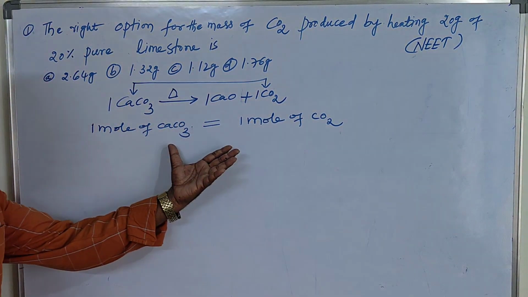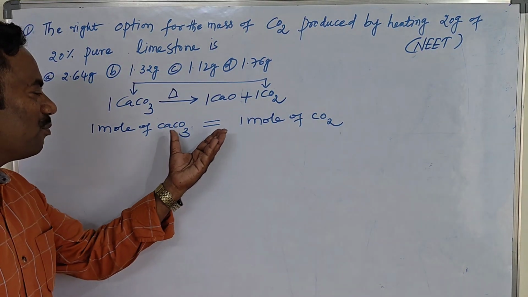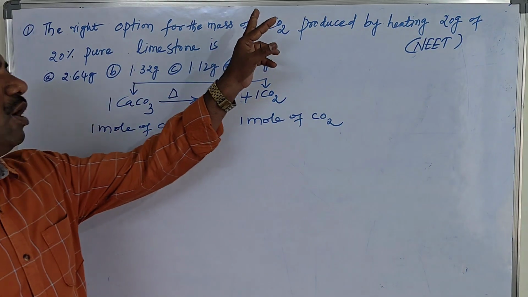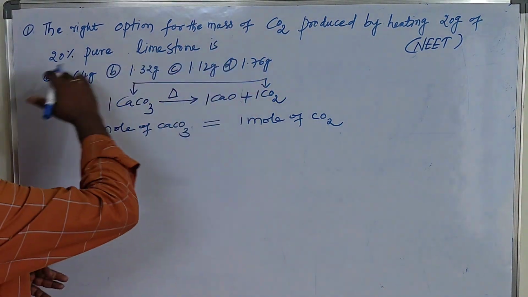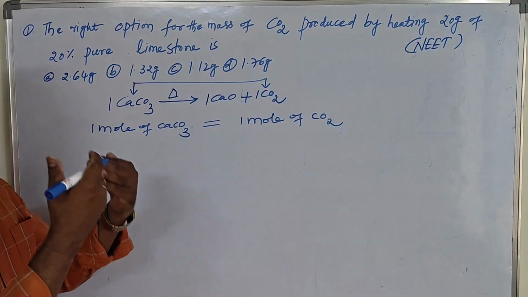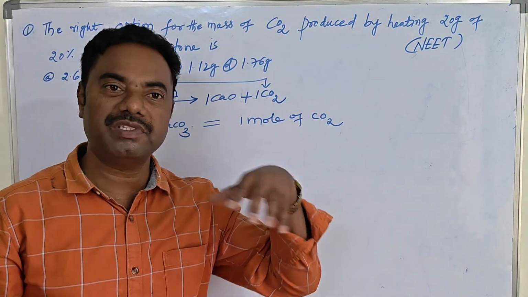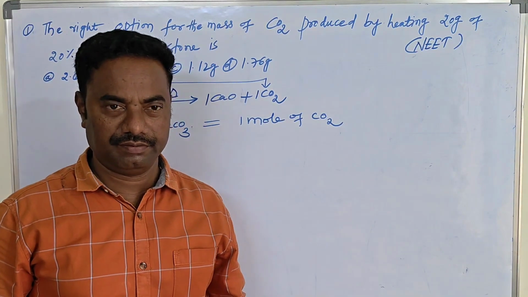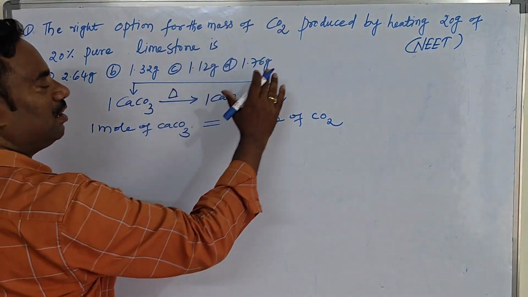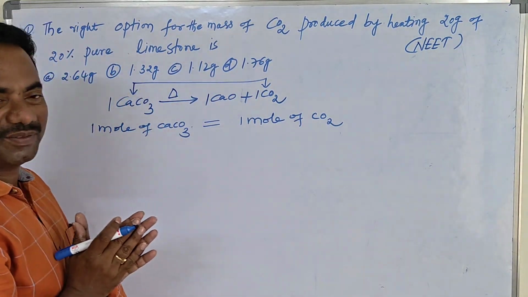From the equation I know that when we heat 1 mole of CaCO3, it can produce 1 mole of CO2. In the problem they are asking about the mass of CO2. Why? Because the options are in grams. Sometimes they will ask volume, sometimes moles. Here they are asking the mass of CO2. How much CO2 is produced?